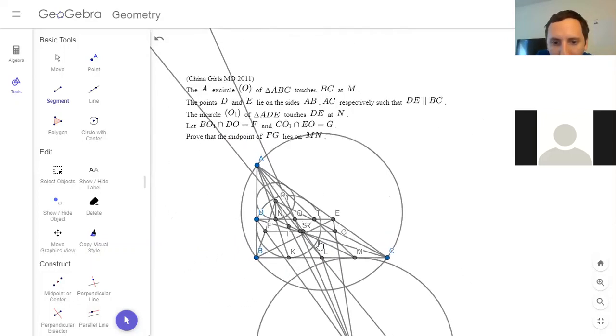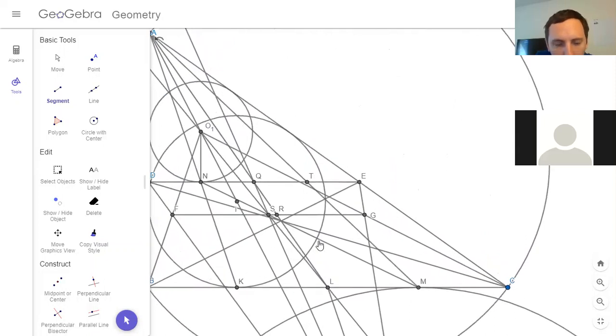So, sorry. We want to show OS. Yeah, can we show they're similar somehow? So we want to show SQN is similar to SLM. And how could you prove FG is parallel to BC?